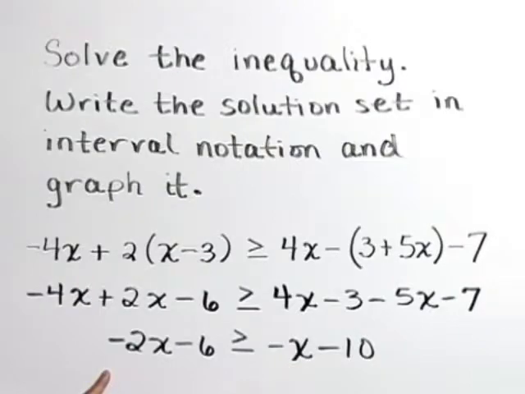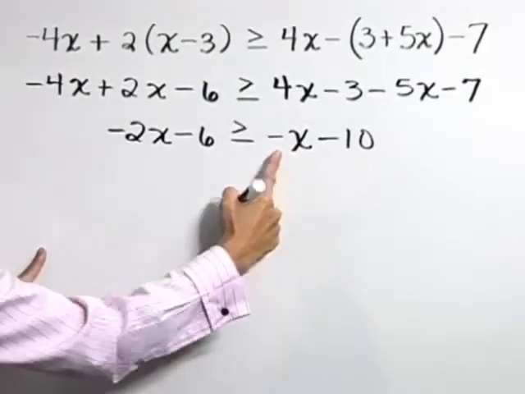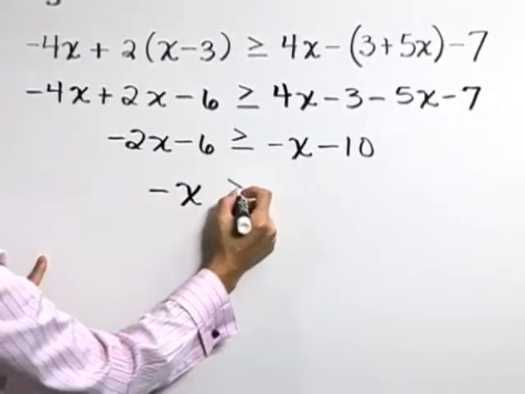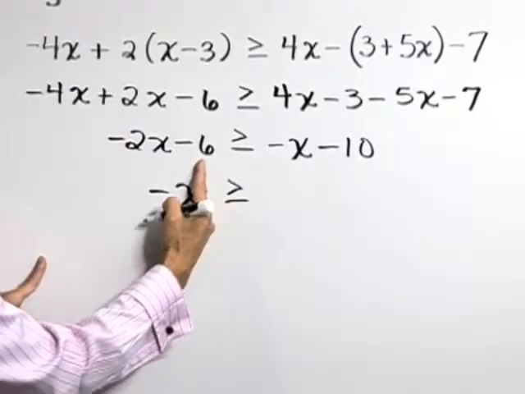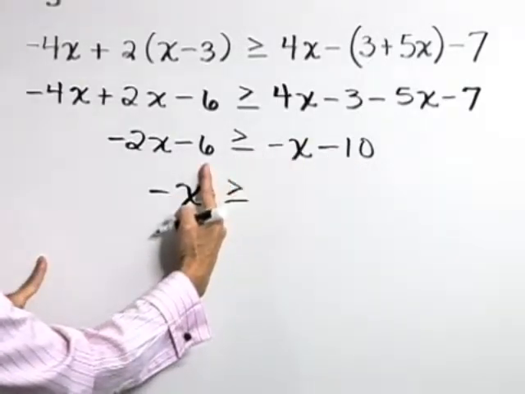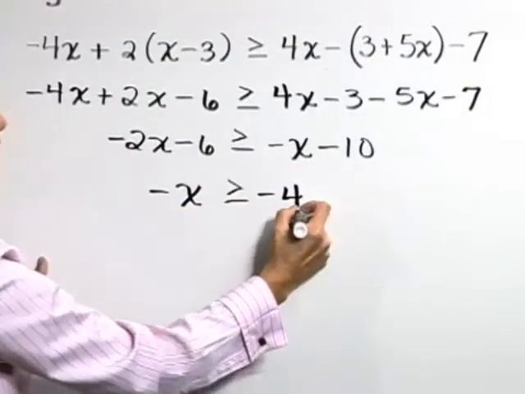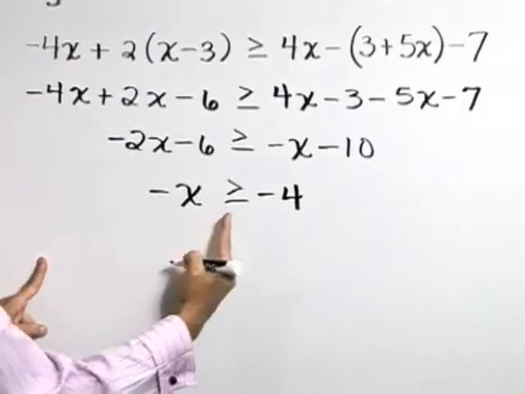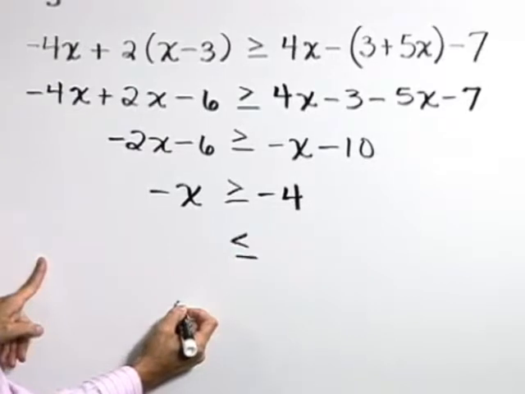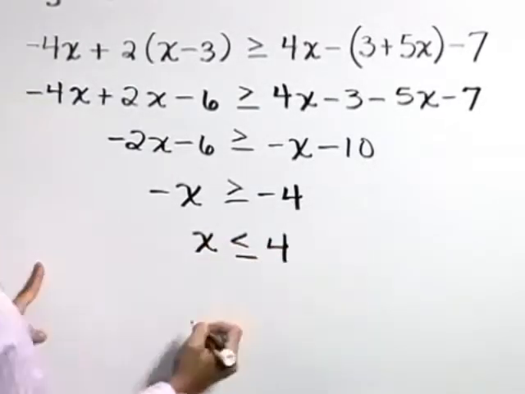Now let's collect our x terms on the same side by adding x to both sides. Negative 2x plus x is negative x. And at the same time, let's move our numbers to the right-hand side, adding 6 to both sides. So negative 10 plus 6 is a negative 4. And as a last step, let's multiply both sides by a negative 1, which is going to change the direction of our inequality symbol, giving us x is less than or equal to 4.